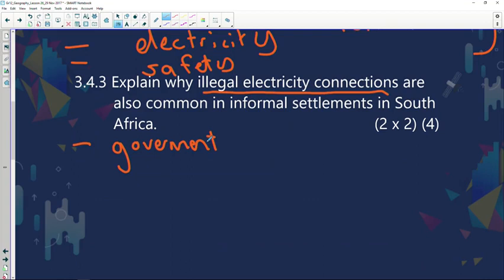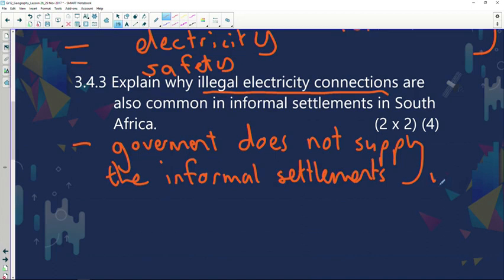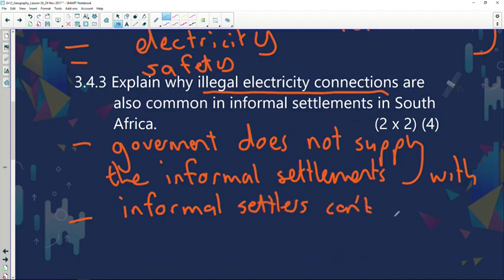So we can say the government does not supply the informal settlements with electricity. Another reason, and this is probably the biggest reason, they can't afford it, so they do the electricity connections illegally. Okay, informal settlers can't afford electricity.